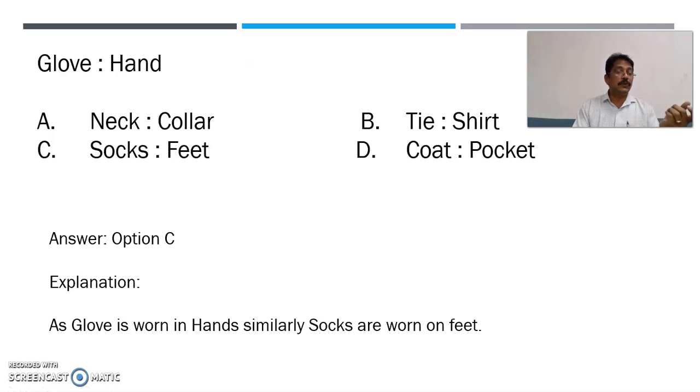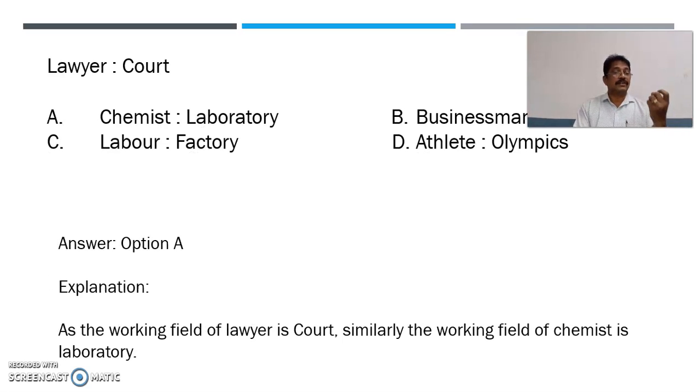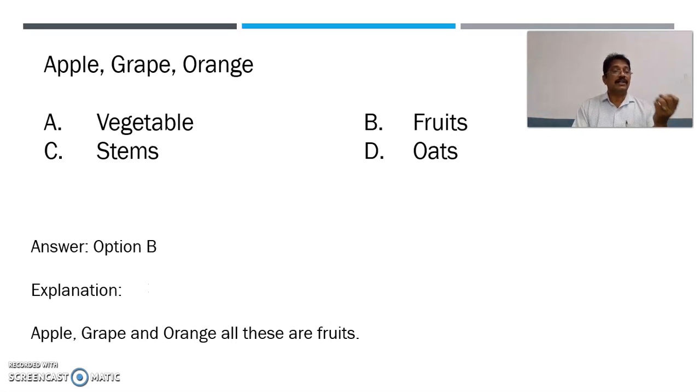Now coming to the glove, hands. We wear the gloves on the hand, so socks on the feet. That's the correct option. Lawyer, court. The field of the lawyer: he works at court. So very clear. The chemist works at the laboratory. Option A is correct. Now apple, grape, orange. So all are fruits, not vegetables.